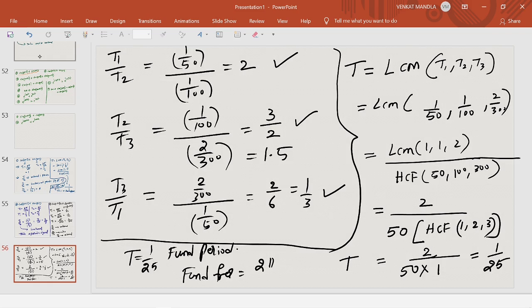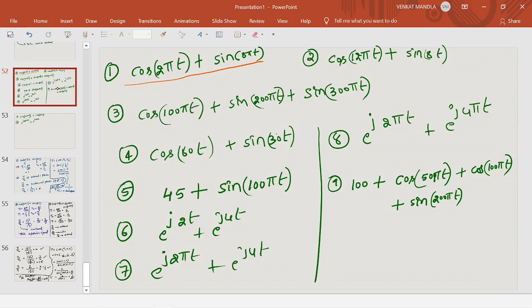What is the fundamental frequency? 2 pi by the fundamental period, 1 by 25. That is 50 pi. This is the fundamental frequency omega naught, the fundamental angular frequency, in fact. This is how you have to solve. The next question.